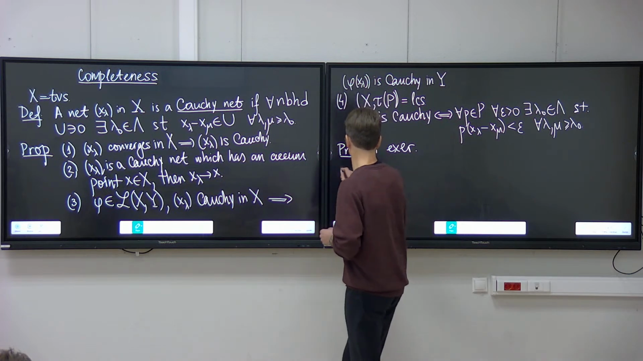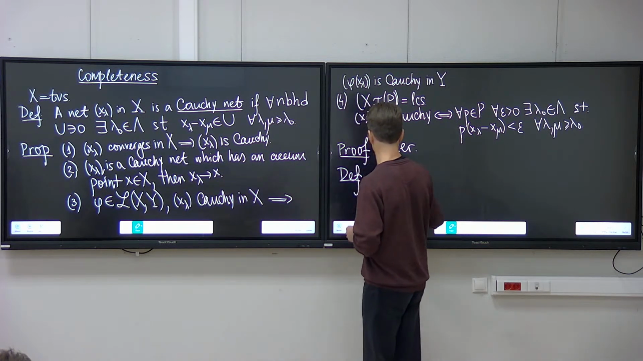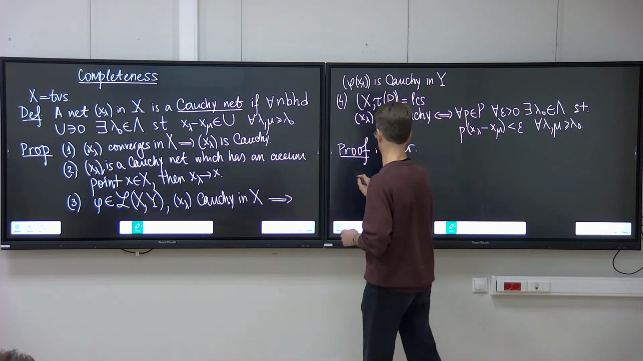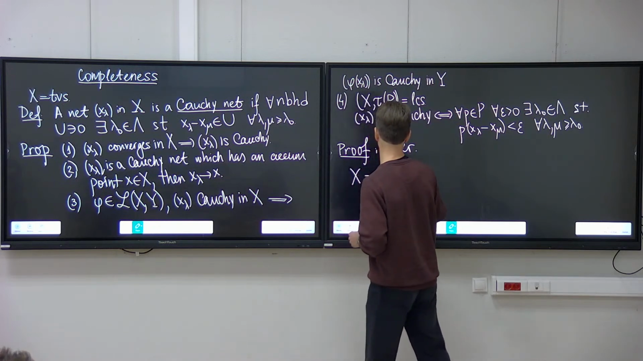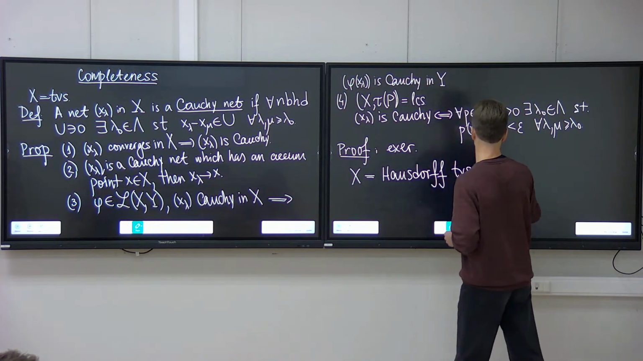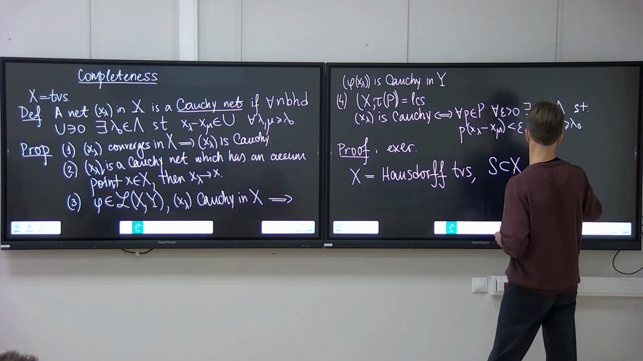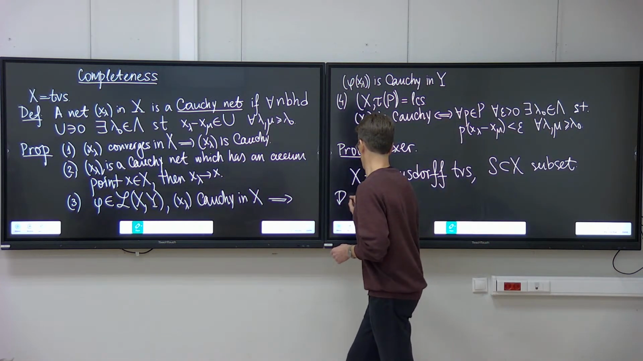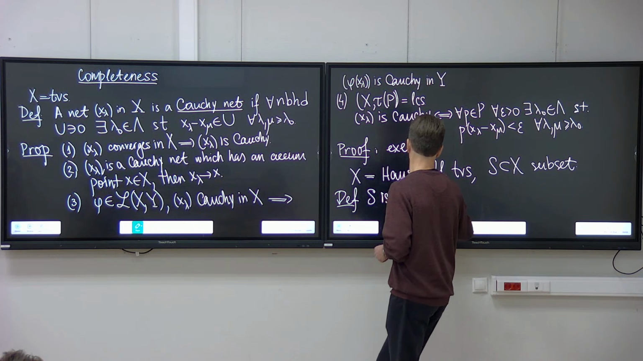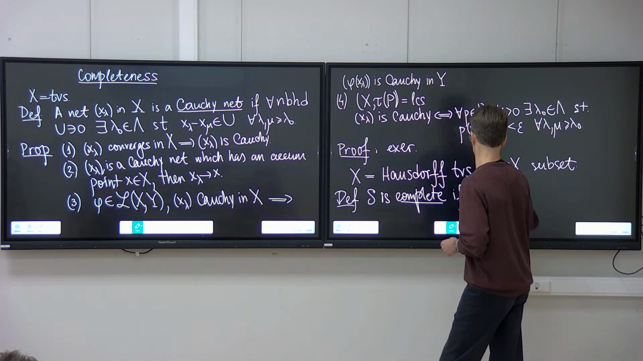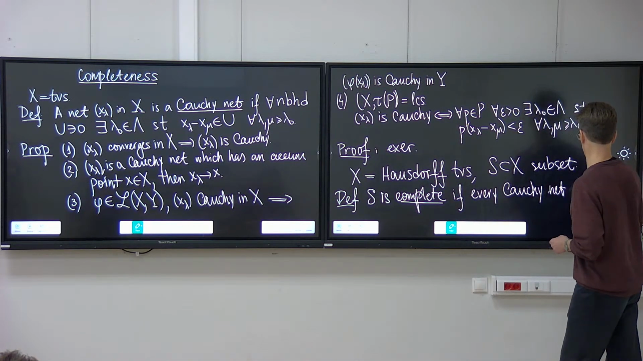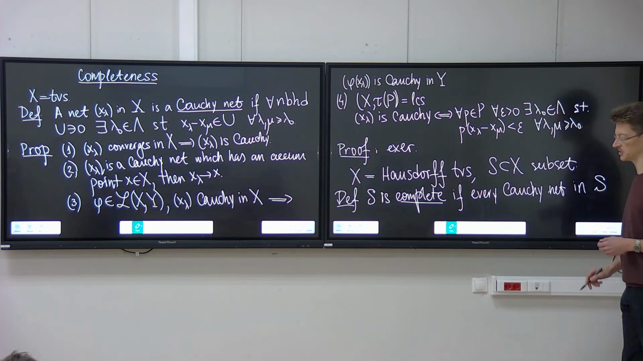Okay, so now suppose that X is a Hausdorff topological vector space, and S is an arbitrary subset of X. We say that S is complete if every Cauchy net in S has a limit in S.